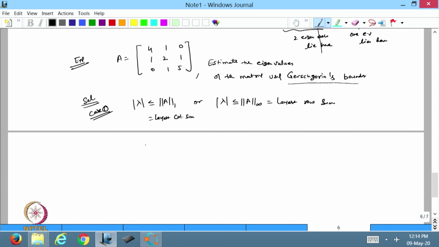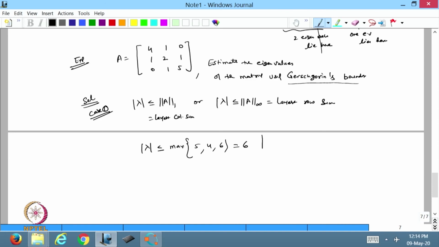So, from here I can say that lambda, so I choose the largest column sum. I want to find the maximum of the column sums. That is 4 plus 1 is 5, 2 plus 1 plus 1 is 4, and 1 plus 5 is 6. So, that is equal to 6.